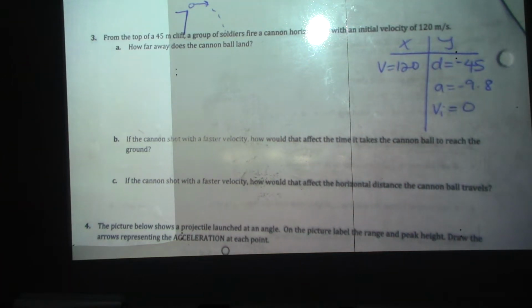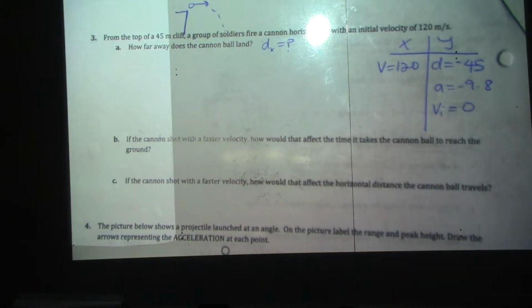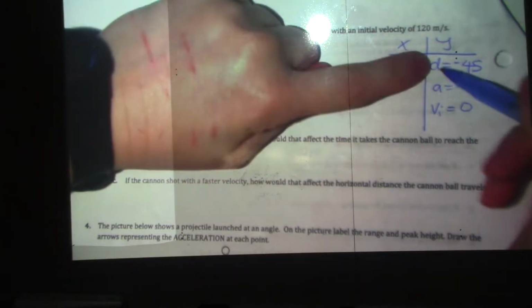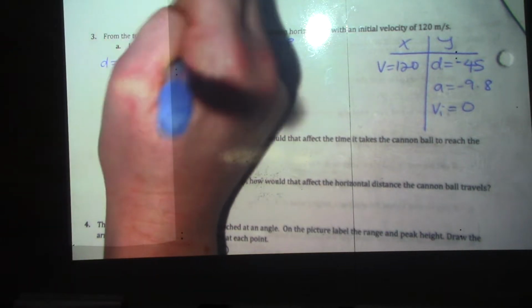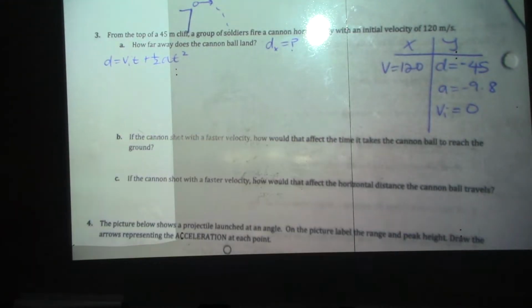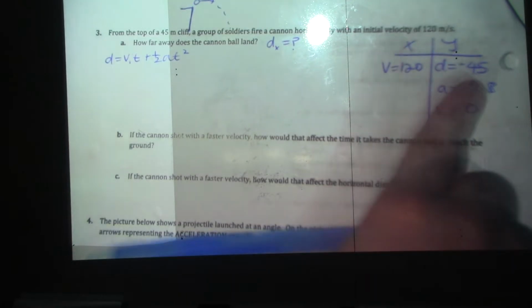I want to look for how far away the cannonball lands. That is looking for x distance. First things first, I need to find time. I have y distance, acceleration, VI, so that means I can plug into my equation. And now, make sure I only plug in y values, don't mix and match.